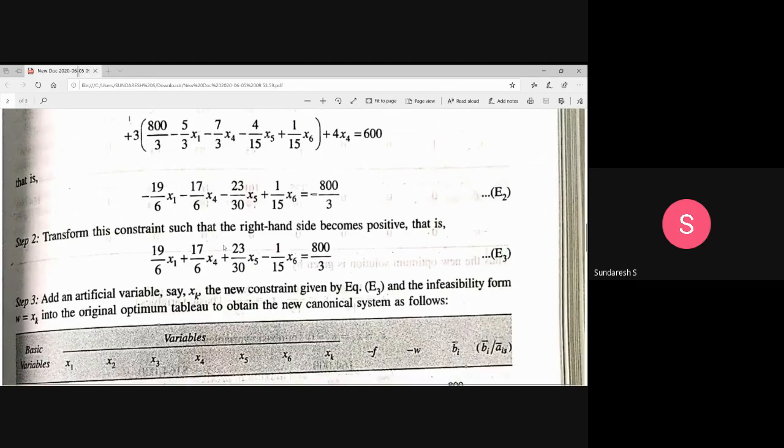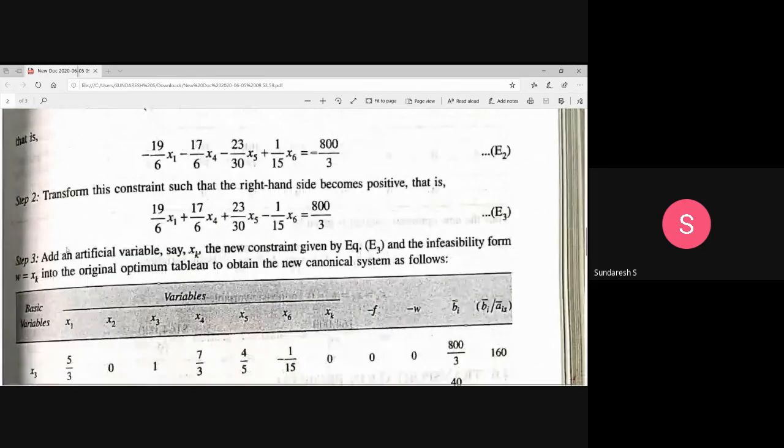This is step 1. Next, step 2: transform this constraint such that the right hand side becomes positive. Look here, the right hand side should be positive. So we have got minus 800 by 3. We have to make the right hand side positive, so just multiply with the negative sign. Here we have got 19 by 6 x1 plus 17 by 6 x4 plus 23 by 30 x5 minus 1 by 15 x6 is equal to 800 by 3.